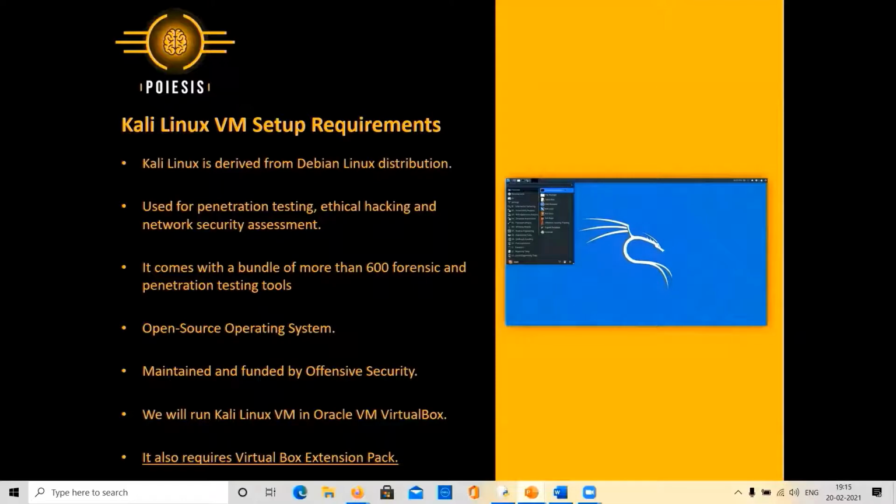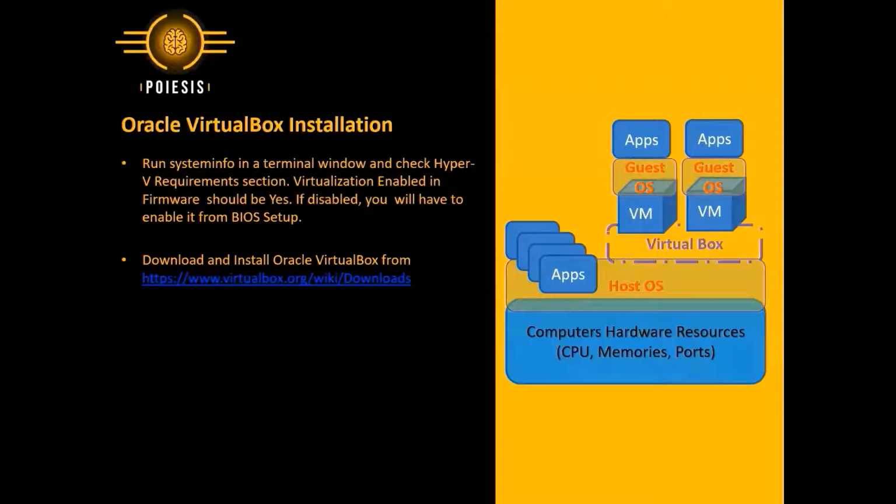We will run the Kali Linux VM in the Oracle VM VirtualBox environment. It also requires the VirtualBox extension pack. So let's start off with the installation of Oracle VM VirtualBox. Windows 10 comes with a built-in hypervisor, Hyper-V. However, we are going to use an open source solution, Oracle Virtual Machine VirtualBox. VirtualBox version 6.0 onwards can be used with Hyper-V running.